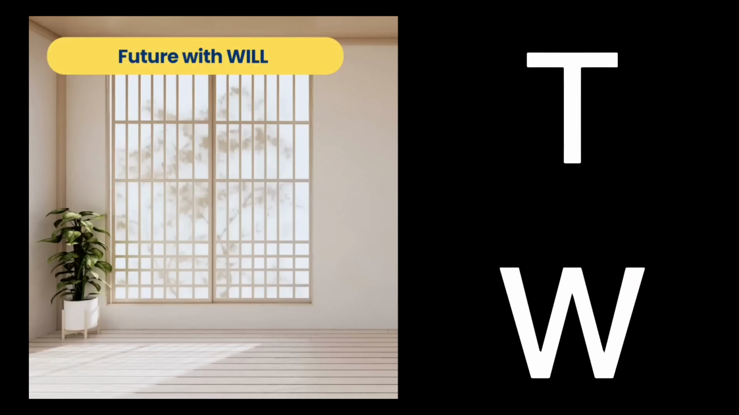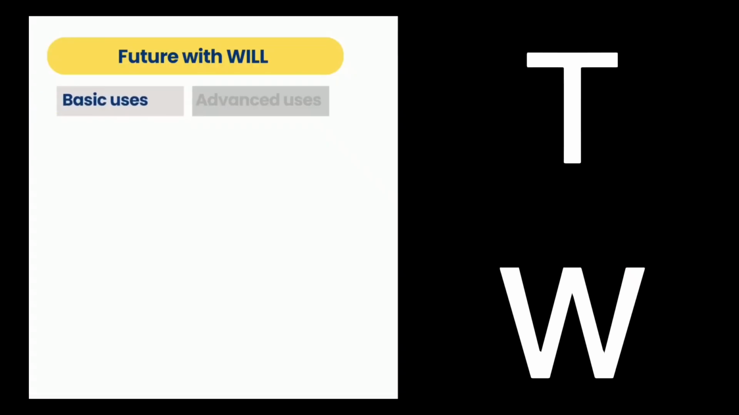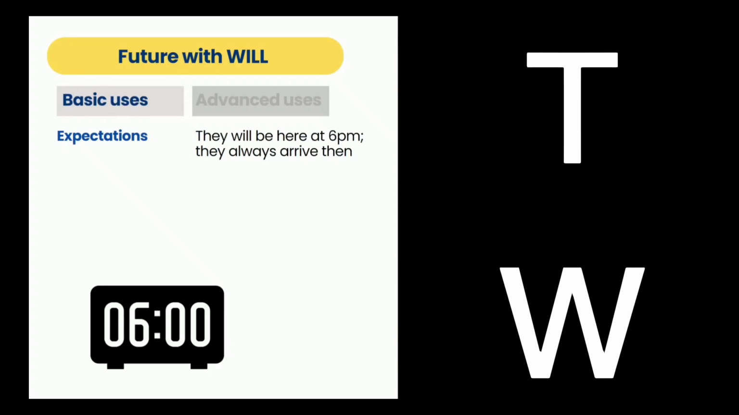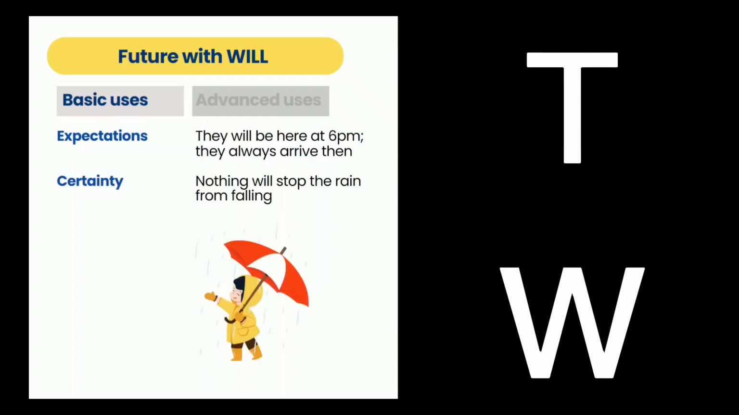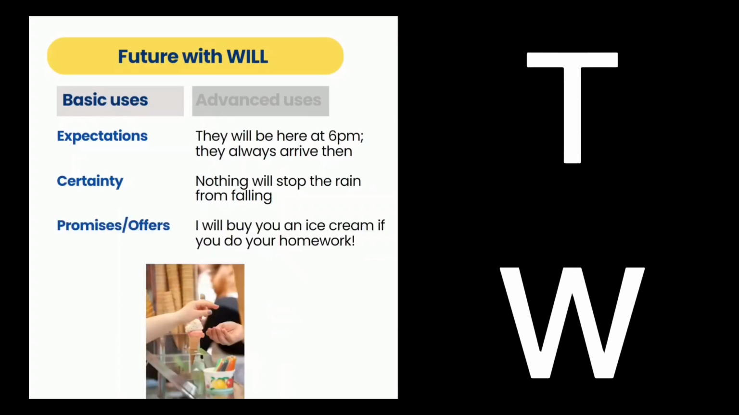First of all, with will. There are many basic uses of will. When you have expectations for the future, you can use will. They will be here at 6 p.m. They always arrive then. With certainty about the future, we often use will. Nothing will stop the rain from falling. There's a certainty in your voice. Also for promises and offers. I will buy you an ice cream if you do your homework.